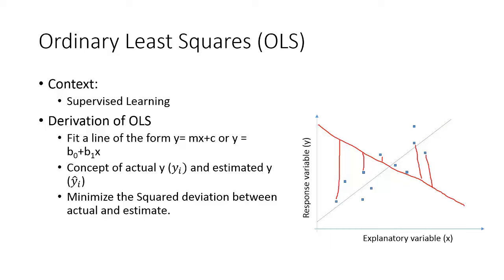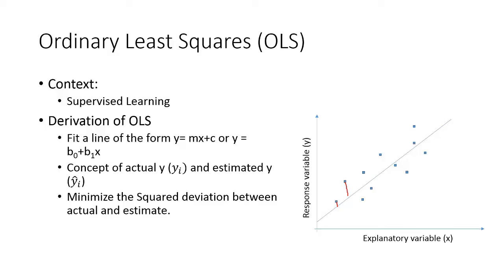So what are we trying to do? We're trying to figure out that line. And when I say we're trying to figure out that line, I'm saying we're trying to figure out that beta naught and that beta 1, which is what represents a line. So we're trying to figure out that line which minimizes the deviation between actual and estimate. So does that kind of make sense? Good.